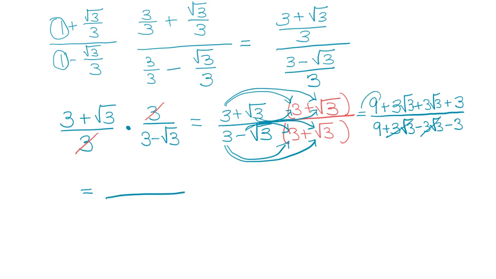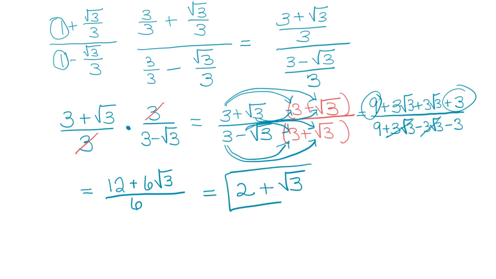On the top I end up with 9 plus 3, which gives me 12. 3 square roots of 3 plus 3 square roots of 3 gives me 6 square roots of 3. On the bottom, 9 minus 3 gives me 6. We're almost done. I'm going to simplify. 6 goes into 12 2 times. 6 goes into 6 1 time. And I end up with 2 plus the square root of 3. So that would be the exact value of the tangent of pi over 6 plus pi over 4.